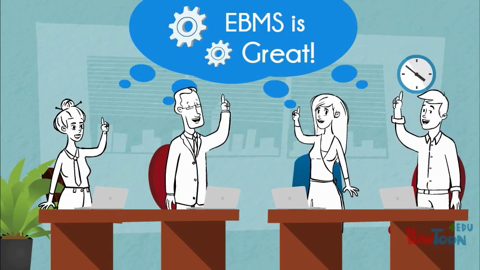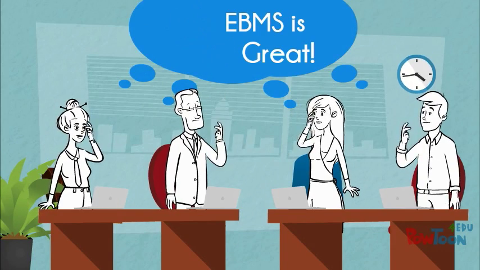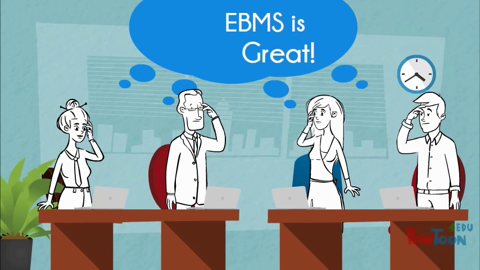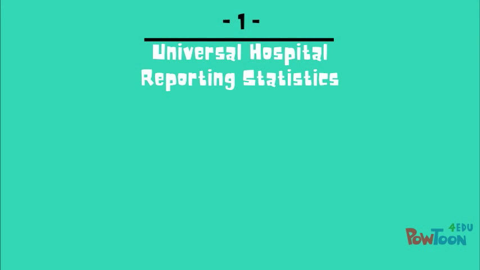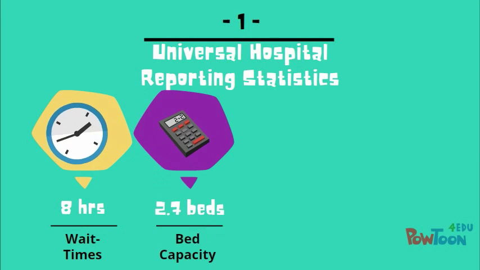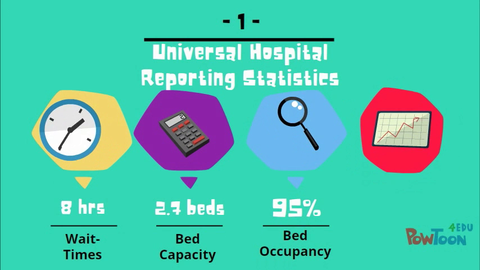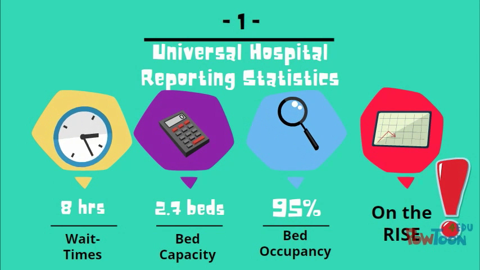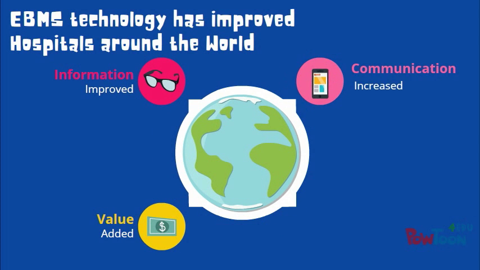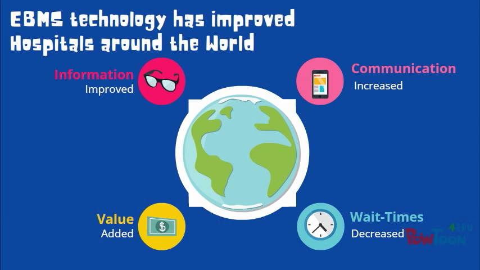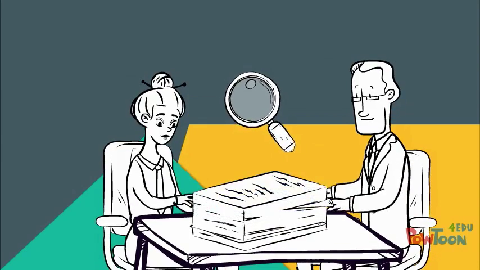Sandra has convinced George and other hospital staff members that an electronic bed management system has the potential to dramatically improve the effectiveness and efficiency of hospital service, thereby enhancing the hospital's throughput. Patient wait times, bed capacity, and occupancy rates are universal hospital reporting statistics that are compared by the Organization for Economic Cooperation and Development, or OECD for short. Hospitals around the world in Europe and Australia, as well as the United States, have indicated that electronic bed management solutions have contributed to a standardized placement process, improving their patient flow.